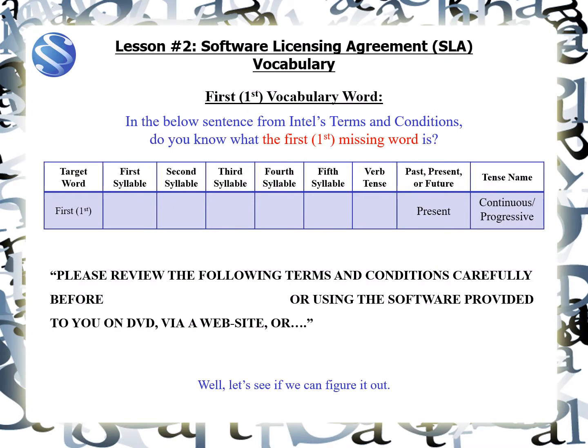Well, did you understand all that? No worries. By the end of this lesson, you will understand the first paragraph of Intel's Program License Subscription Agreement. Well, let's get started with the first vocabulary word. In the below sentence from Intel's Terms and Conditions, do you know what the first missing word is? Let's go ahead and read the first sentence. Please review the following terms and conditions carefully before blank or using the software provided to you on DVD via a website or. Well, let's see if we can figure it out.